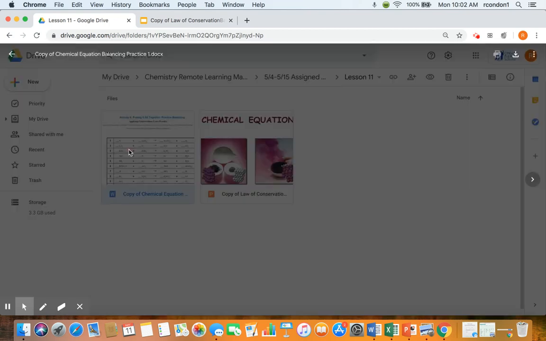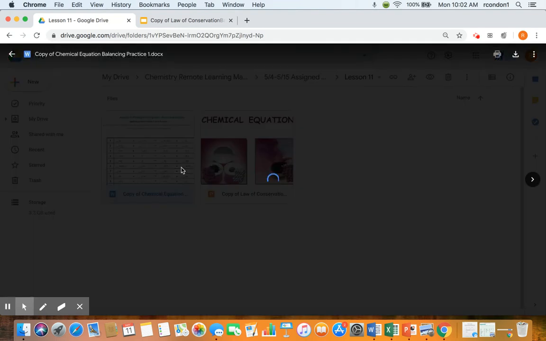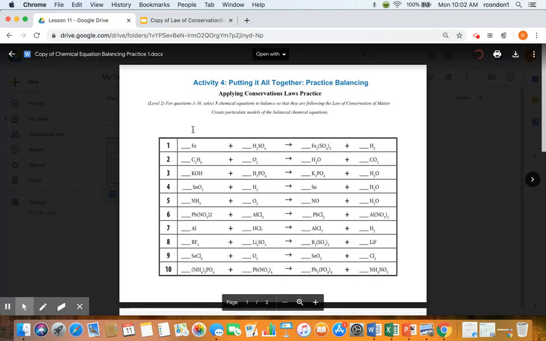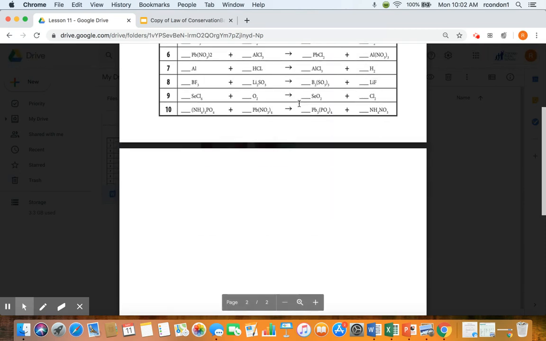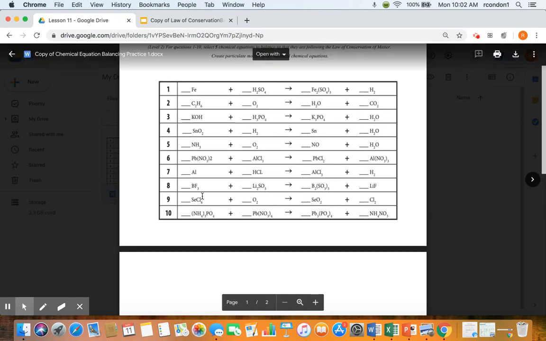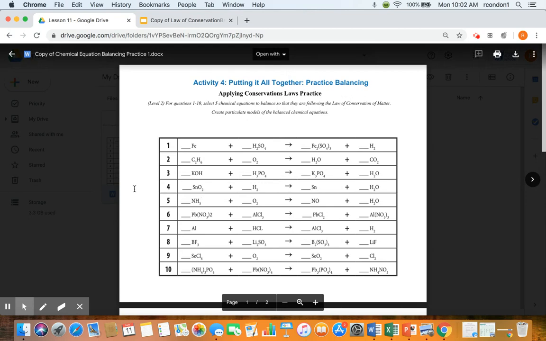And if you open that up, you're going to have to practice balancing equations. So you're going to select 5 of these chemical equations to balance so they follow the law of conservation of matter. So select 5 of the 10 here, and that'll be the work for this week. Though, you don't really know how to do that.